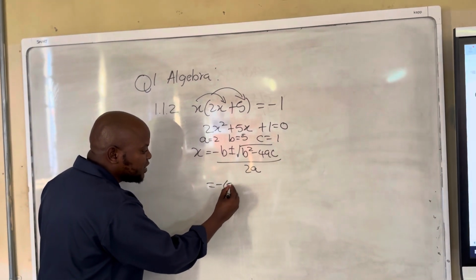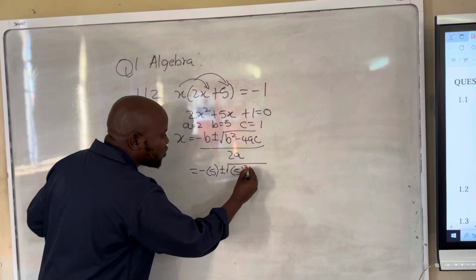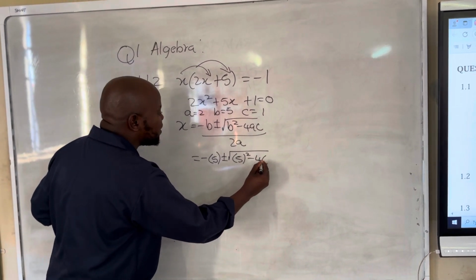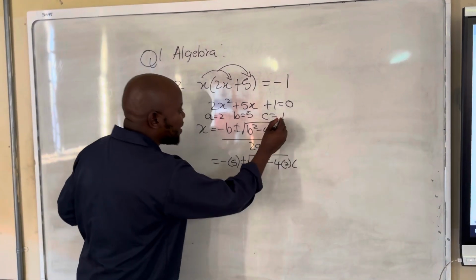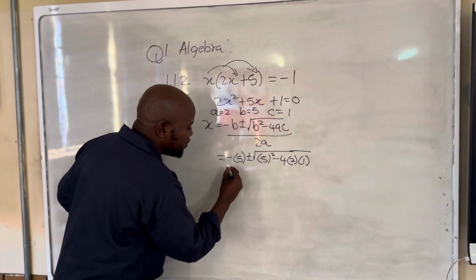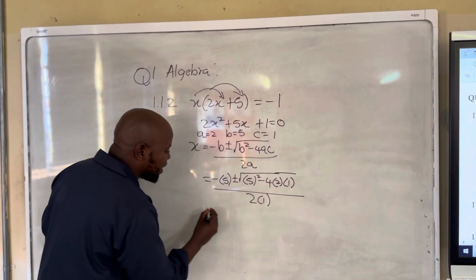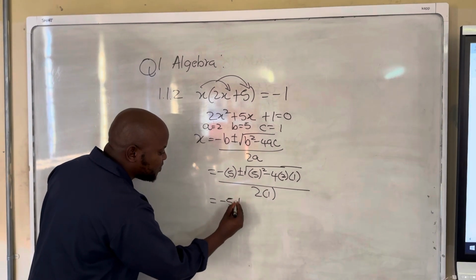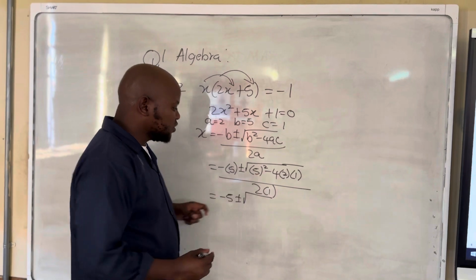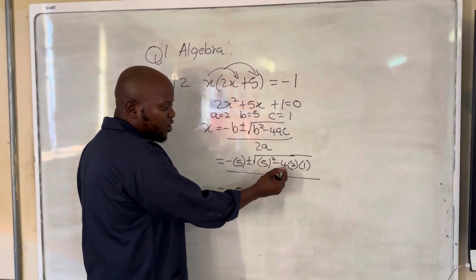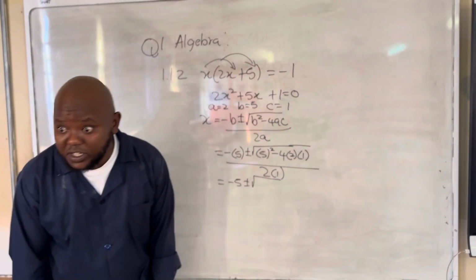We're going to have negative 5 plus or minus the root of 5 all squared, minus 4 into 2 multiplied by 1, over 2 into 1. Which is we're going to have negative 5 plus or minus the root of, 5 squared is 25, 4 multiplied by 2 is 8, 25 minus 8 now.